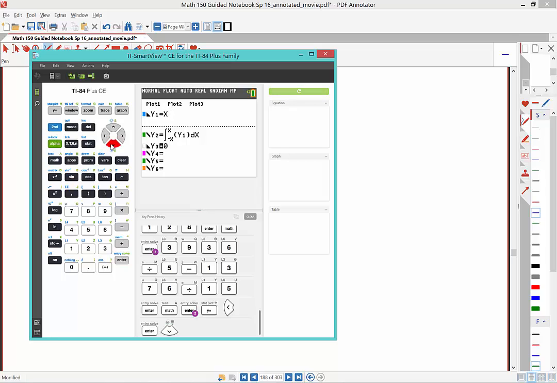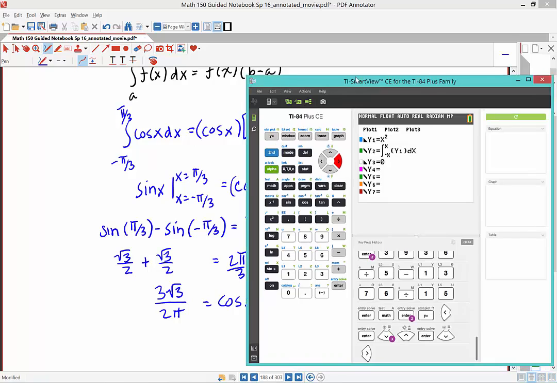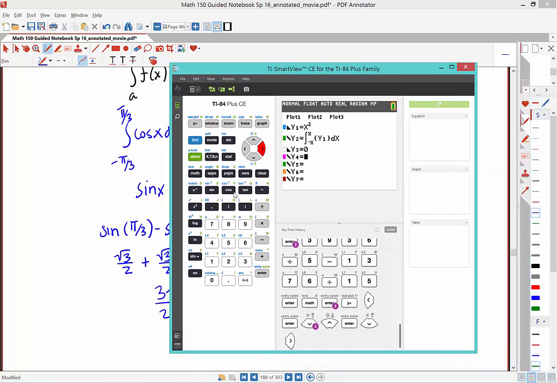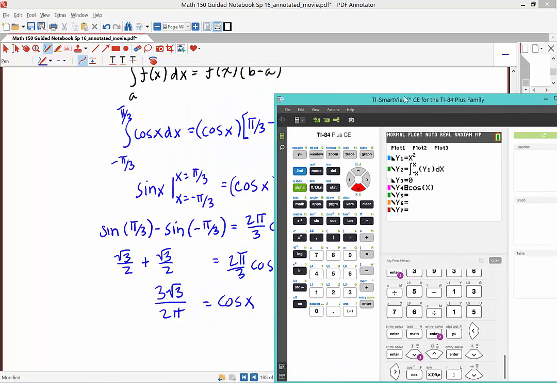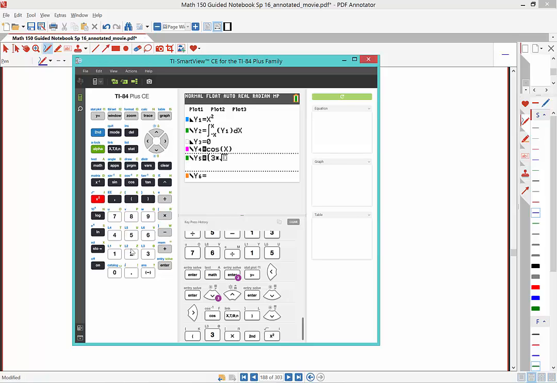Okay, so I'm going to just put mine in y4. So basically, we're going to solve this equation here. So we're going to have one graph be cosine at x, and then the other graph is going to be, what was it, 3 times root 3 over 2 pi. So 3 times root 3 divided by 2 times pi.